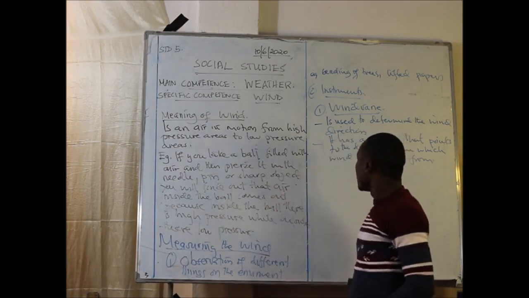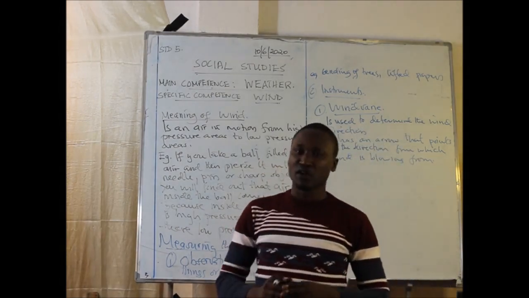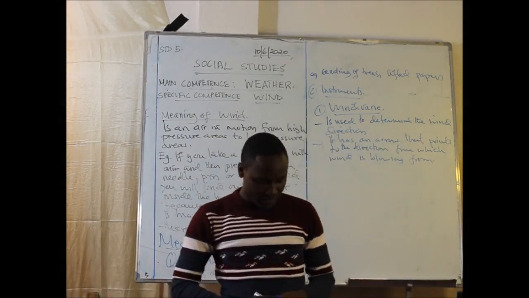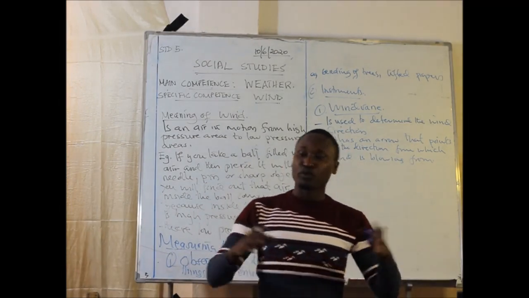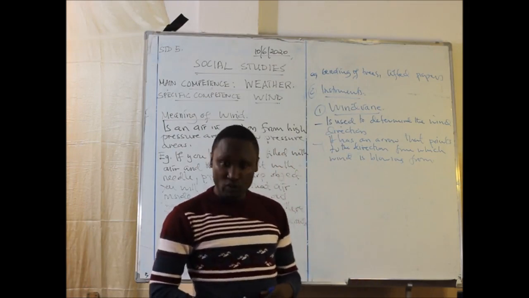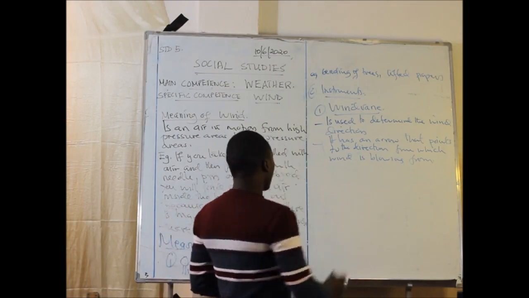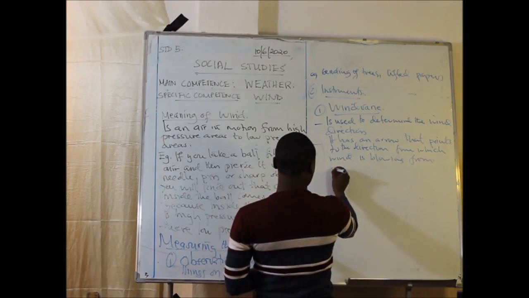And usually the wind vane is placed in an area which is open place or open space, so as to allow the whole process of recording the wind direction to be taken properly. Now this is the following. It is a sketch. It is a diagram of the wind vane.